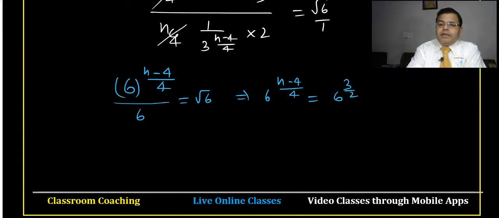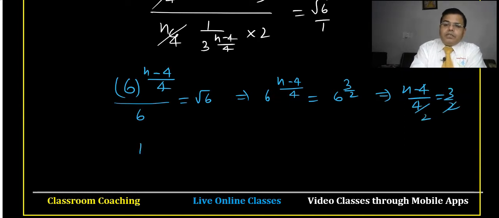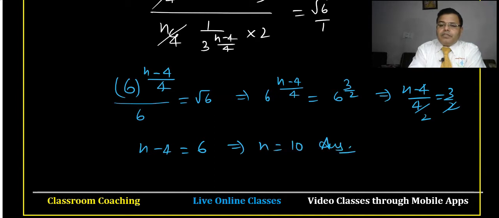So clearly we can write here (n minus 4) by 4 is equal to 3 by 2. 2 cancels 2 times, 2 times 3 is 6, so n minus 4 is equal to 6, and therefore n is equal to 10. That will be the answer of this question. So I hope you got it right now.